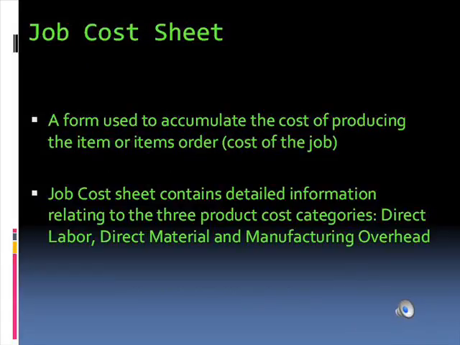A job cost sheet is a form used to accumulate the cost of producing the item or items ordered. This is pretty much the cost of the job. The job cost sheet contains detailed information relating to three product cost categories. The first one is direct labor, the second one is direct material, and the third one is manufacturing overhead.